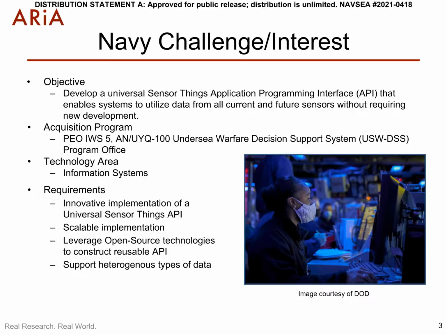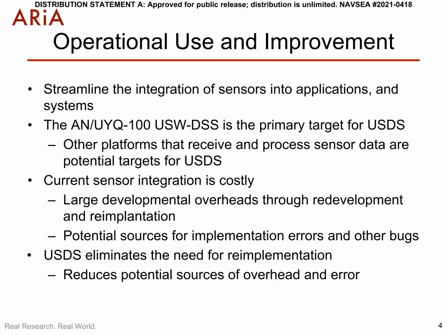The topic requirements are to develop an innovative implementation of a universal sensor things API, have that implementation be scalable, to leverage open source technologies to construct a reusable API, and to support heterogeneous types of data. This topic seeks to streamline the integration of sensors into applications and systems.